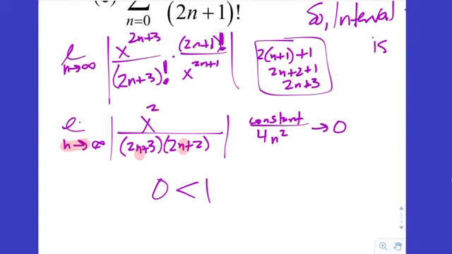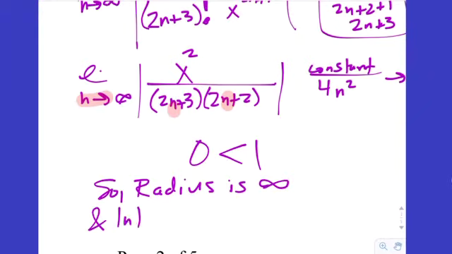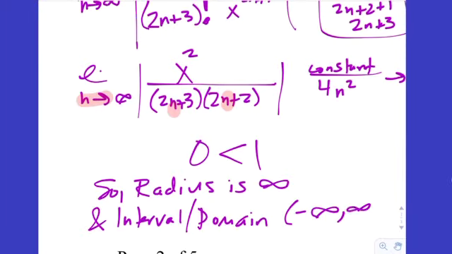Is 0 less than 1 always? Yeah, it's always less than 1. And so what that means then is it doesn't matter what x is. x can be any number, and the limit is always going to be 0, which is less than 1. So it'll always converge. So the radius is what? If it converges for all real numbers, the radius is infinity, yeah? And the interval of convergence slash domain is negative infinity to infinity.